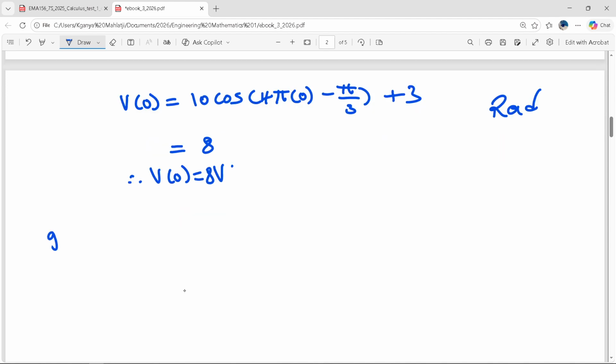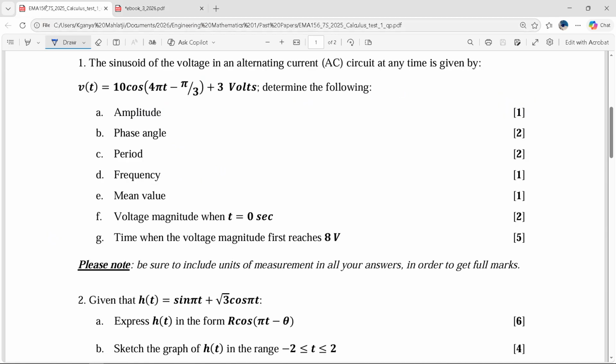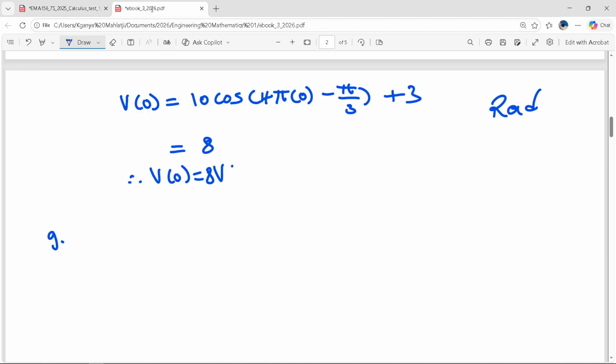Then number G, let's keep going. They say find the time when the voltage magnitude first reaches 8 volts. It is 5 marks, because we earlier found 8 volts here. You could just say t equals 0, but it is 5 marks, so we have to solve the problem. Let's determine the general solution, so we can have all the values of t and look at the t that comes first.